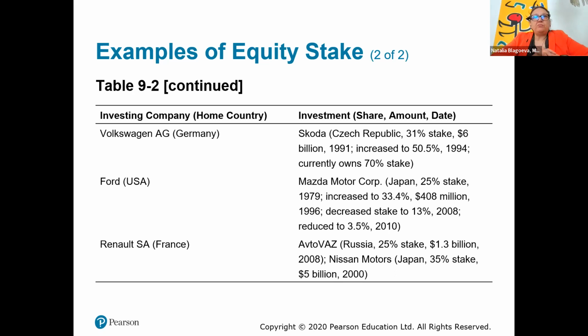Yeah, a few more examples here. For example, Volkswagen first acquired a 31% stake in Škoda in the Czech Republic, worth $6 billion. This was back in 1991 after the fall of the Berlin Wall. Then later it was increased to 50.5% and up to 70% afterwards. So you see that sometimes this is a good strategy. We enter with a smaller stake, and then step by step we acquire a bigger one.